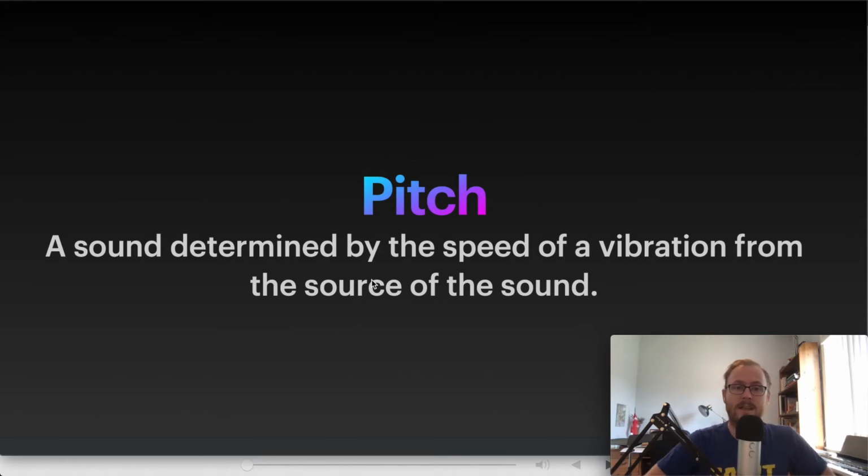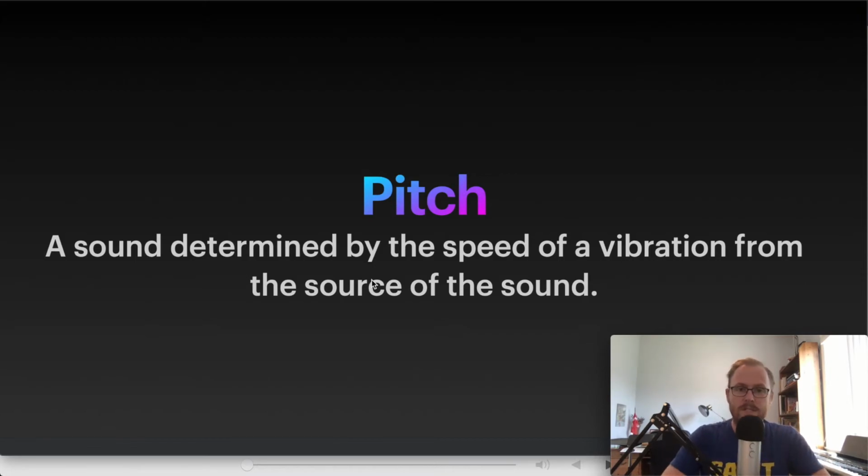And we are going to be learning today about pitch, the treble clef, as well as the bass clef and grand staff. We have a lot to dig into, but first we're going to talk about what exactly is pitch. So pitch is a sound determined by the speed of a vibration from the source of the sound. Now for us, as singers, the source of that sound is our voice. If you are an instrumentalist, it could be your instrument. It is the piano, the trumpet, whatever is making that sound, whatever is causing that vibration, is what causes pitch. Now, with pitch, the quicker the vibration, the higher the sound, and the slower, the lower the sound.